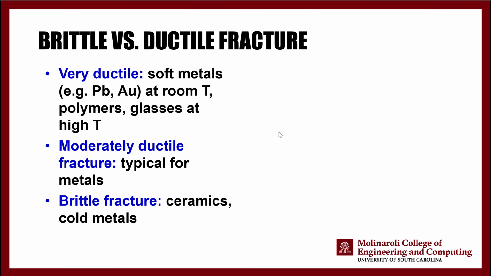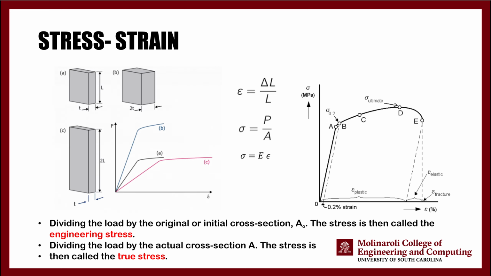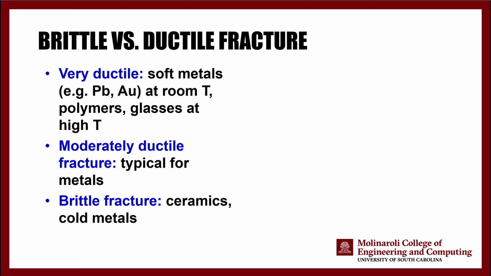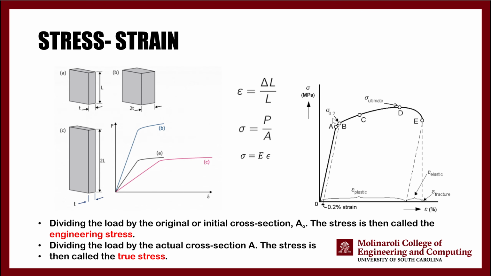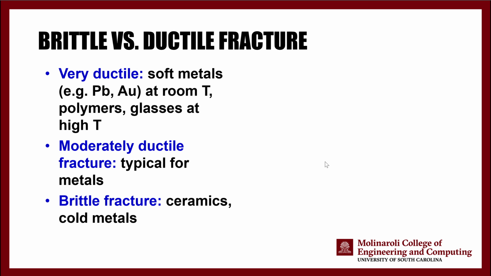We do have different types of metals, if you're only talking about metals or material in general. Our material can be very ductile, which essentially means that they are very soft metals, meaning that they will have a very large plastic region. It will take a long time for them to actually break. Then we have moderately ductile material, which will show a moderately ductile fracture or rupture, meaning that the plastic region is large, but it's not as big as a very ductile material.